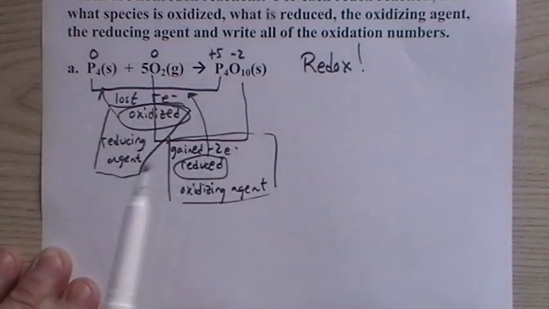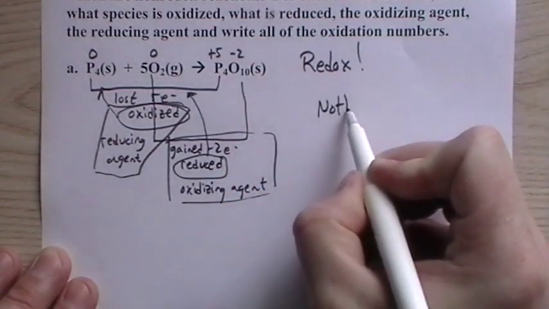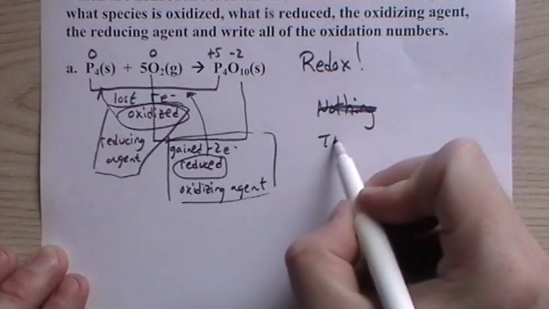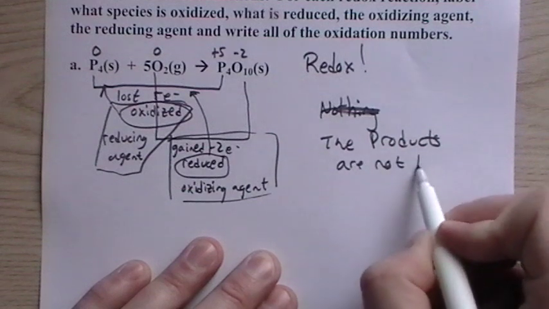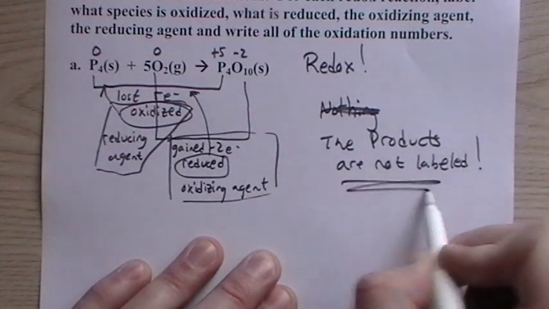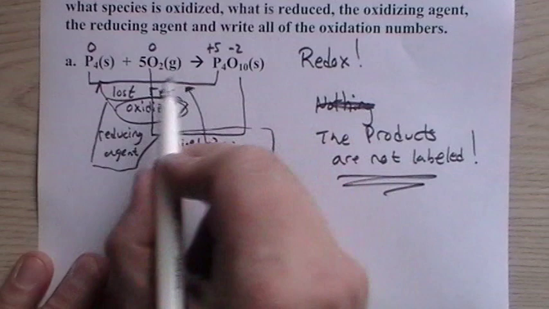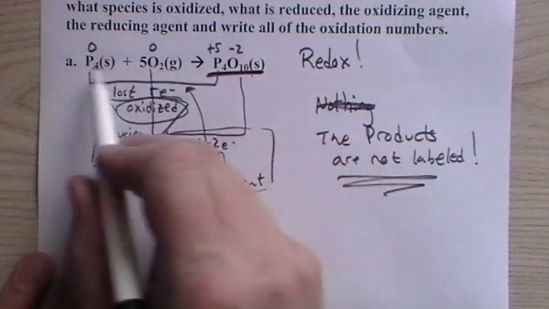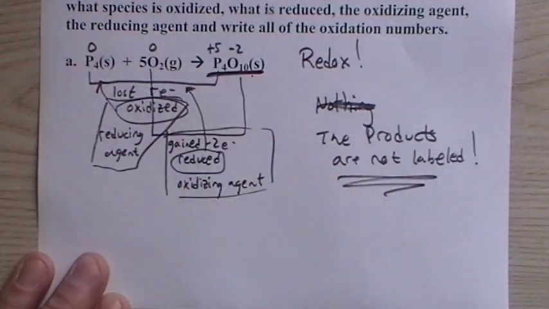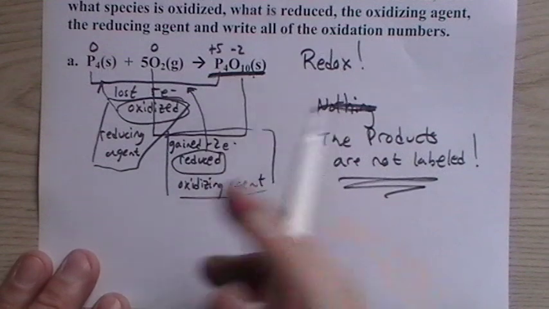So we've got to remember, think about what they're doing. The other thing here is that the products are not labeled. The products are not oxidized or reduced. They're not reducing agents or oxidizing agents. You should never, in this type of problem, ever do anything over on this side other than add the oxidation numbers so you can see what happened to the reactants. The reactants are the ones that were oxidized or reduced. They're the oxidizing agents and reducing agents. If you put anything underneath here for the products, it's going to be wrong.